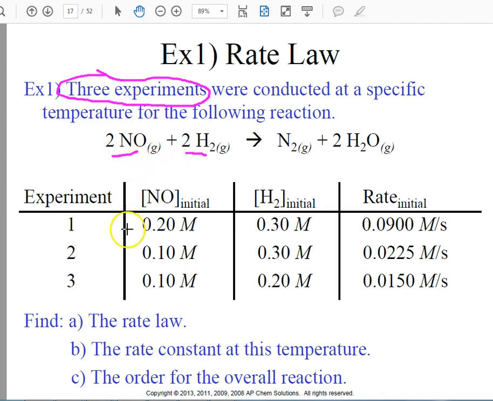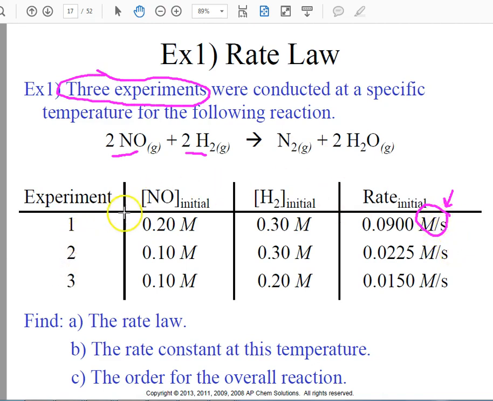So in the first reaction or experiment, we start out with 0.20 molarity for our nitrous oxide, or NO, and 0.3 for our hydrogen. They just pick these random values, okay? And then they measure the rate, and they find that it's 0.900 molarity per second. This is always your unit for rate, molarity per time. And again, that could be different times. This one moves pretty fast, so they do per second.